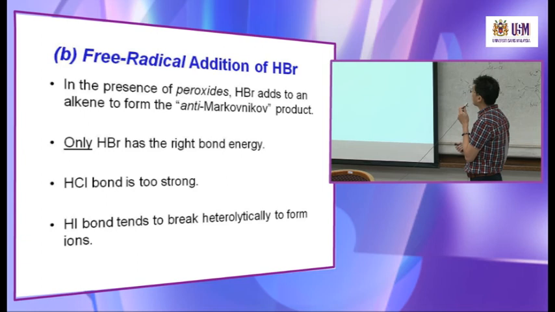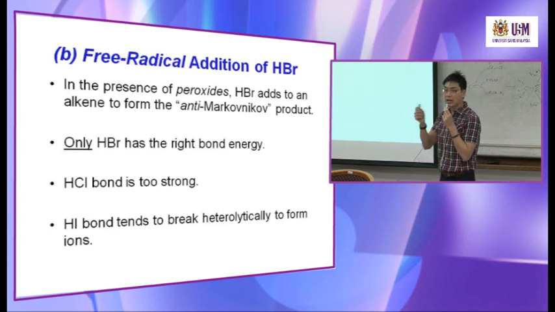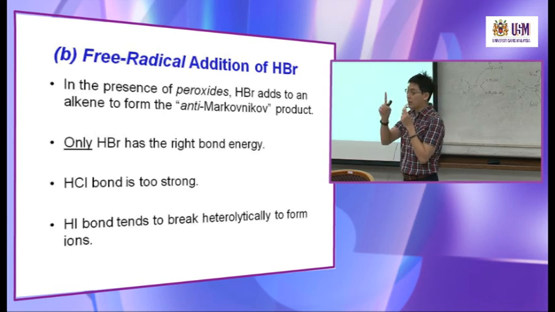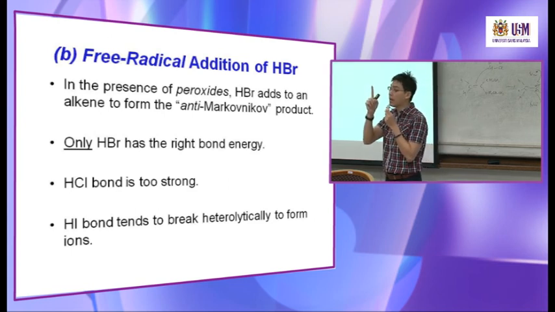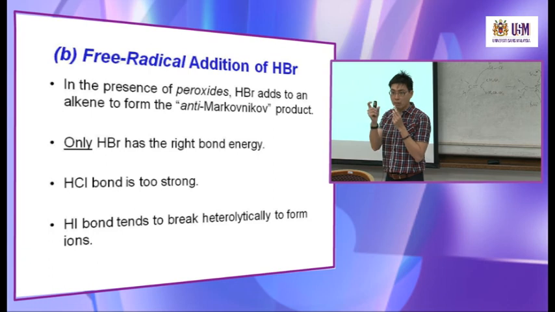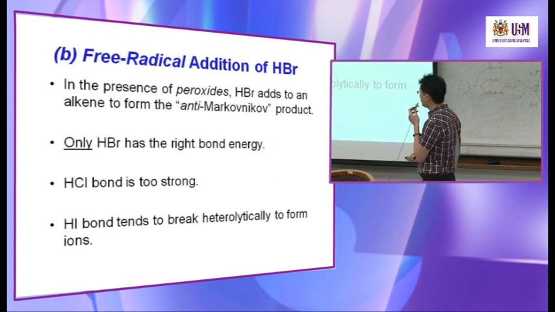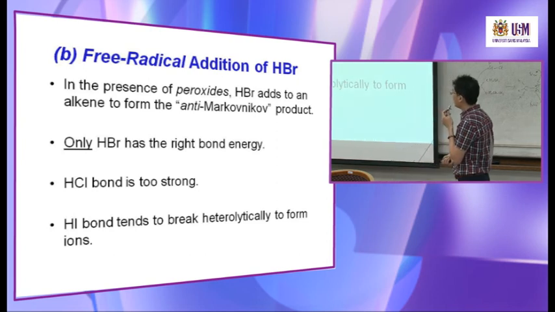HBr has the right bond energy. If you use HCl, the HCl bond is too strong, because Cl is at the top of the group, more electronegative. So the HCl bond is stronger. HI is too reactive. The HI bond tends to break heterolytically to form ions.